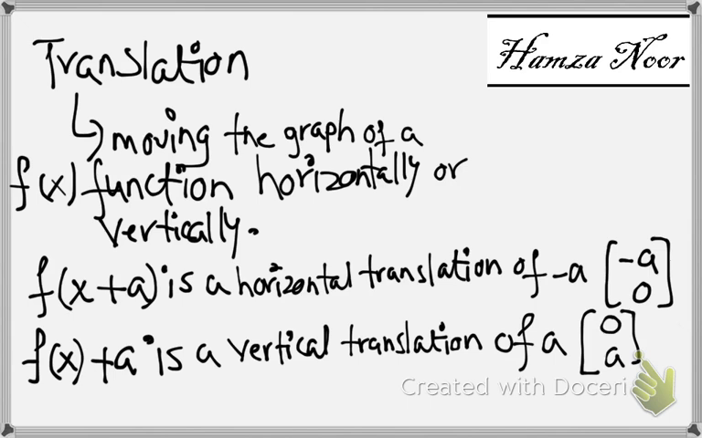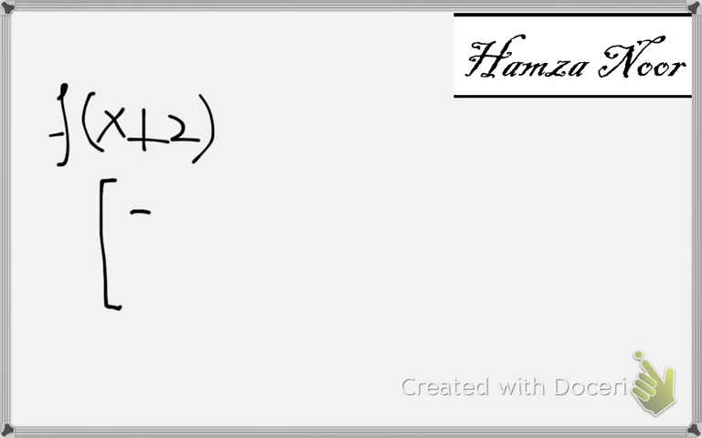So in the first case, when f(x + a), this is a horizontal translation of minus a. Always remember that. If for example you are given f(x + 2), this means a horizontal translation of minus 2, and the translation vector will be (-2, 0). All you need to do is transform the x coordinates with this translation vector.